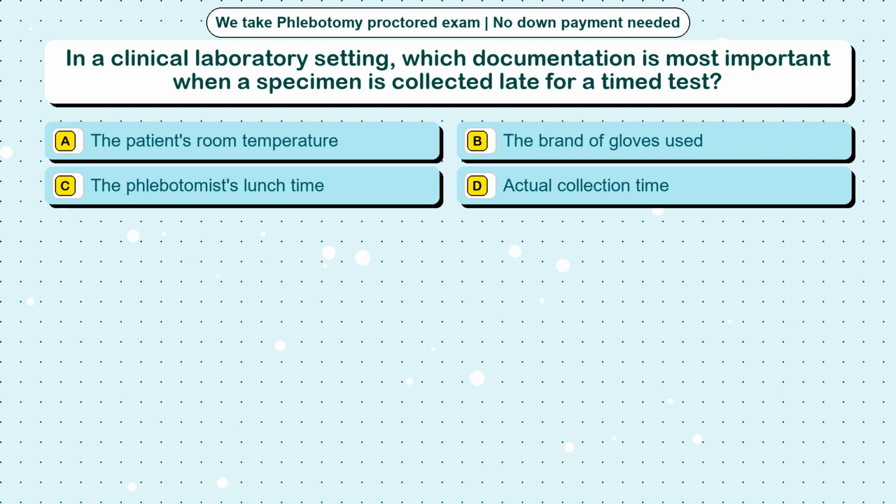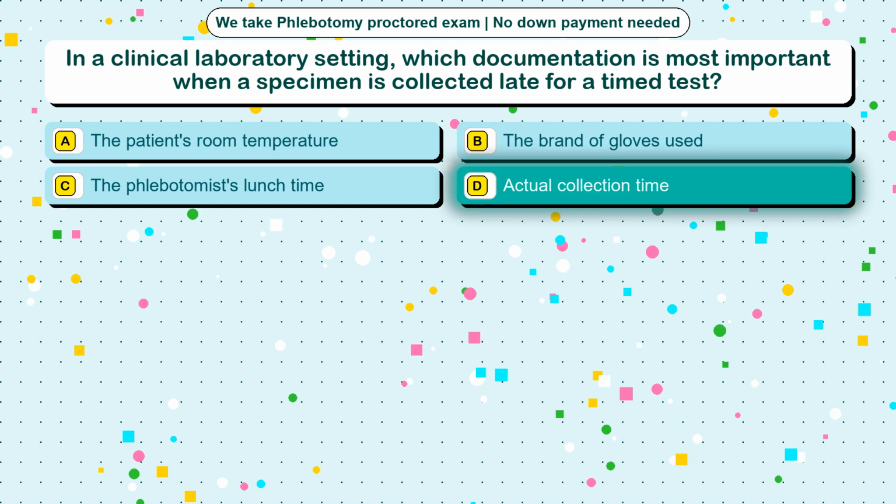Question 57. In a clinical laboratory setting, which documentation is most important when a specimen is collected late for a timed test? Option A, the patient's room temperature. Option B, the brand of gloves used. Option C, the phlebotomist's lunch time. Option D, actual collection time. The correct answer is option D, actual collection time.